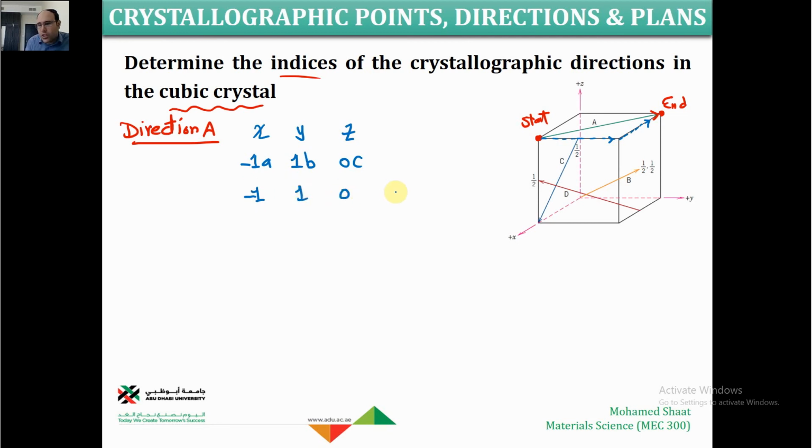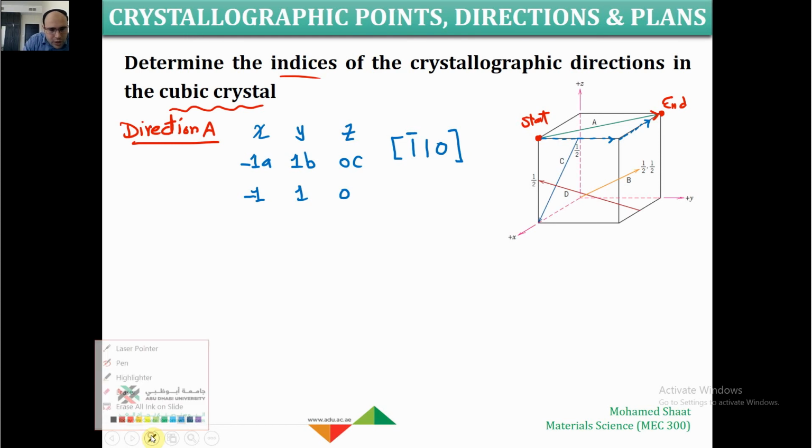So what should be the crystallographic direction? Are there any fractions? No, all of them are integers. So we are in good shape, that's fine. So it's going to be -1. Remember that the negative sign should be over the top of the index, then 1, 0. So this gives us the crystallographic direction for direction A. Make sense? How about direction B?